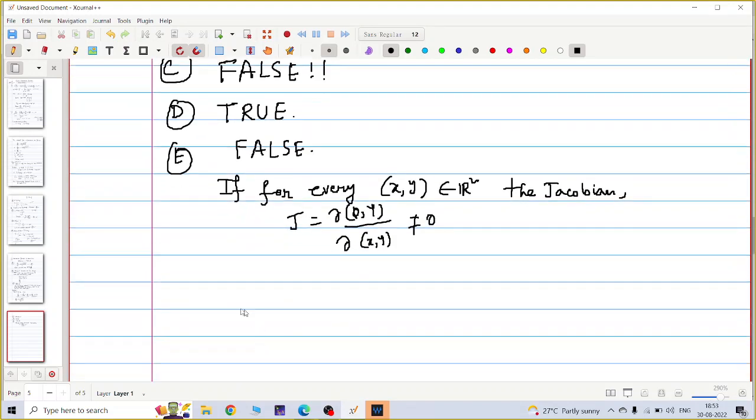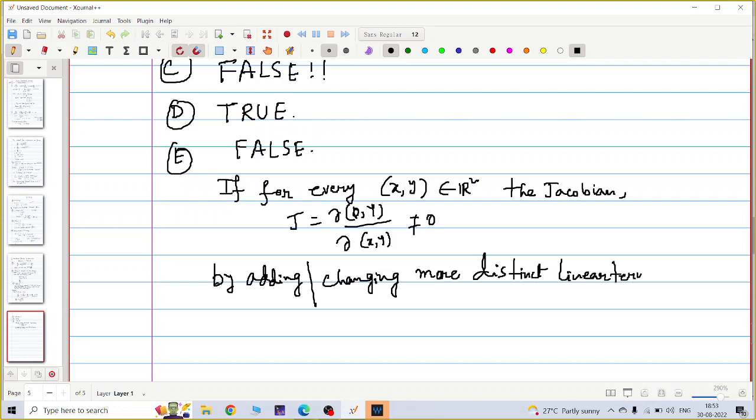are characteristic. So by adding or changing more distinct linear terms, one can get an infinite number of PDEs. That is the reason you have to know, otherwise you get an infinite number of PDEs. Okay? Is it okay? Understand?